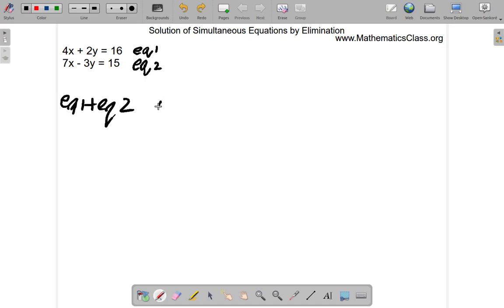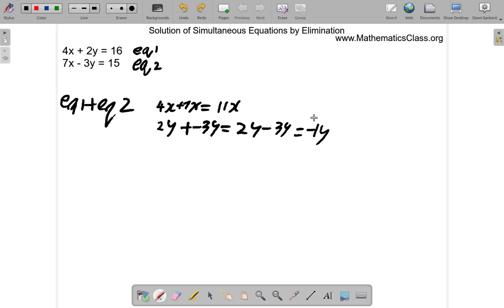With the x, you would have 4x plus 7x equals 11x. We want 0x to eliminate x, and this is 11x. X was not eliminated. Let's look at the y part. 2y plus negative 3y is the same as 2y minus 3y, which would give us negative 1y. Y was not eliminated, so we cannot eliminate x or y by adding.